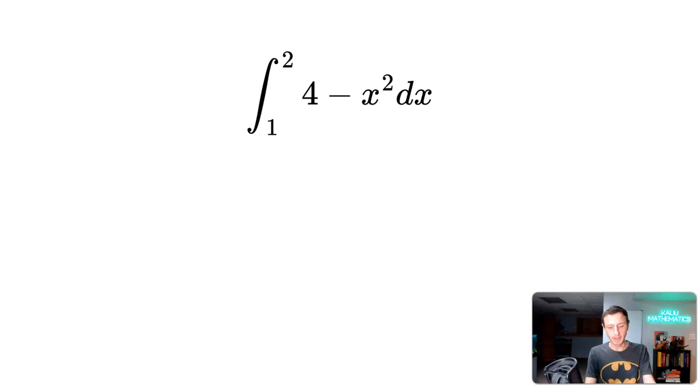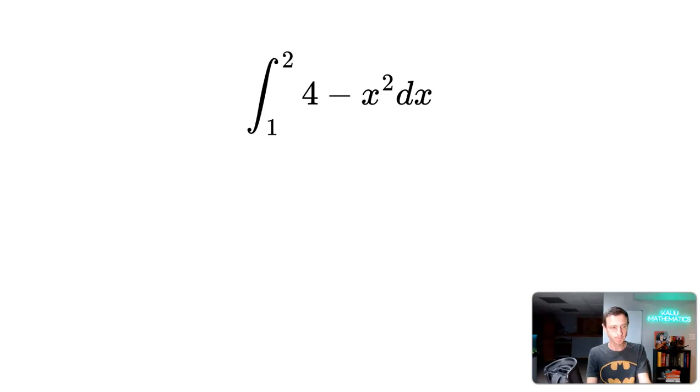Okay, first math question for today is the integral of 4 minus x squared dx from 1 to 2. This question was asked on a video similar to this. I can't remember what the exact question was, but someone said, I am having trouble with this integral. So here it is.